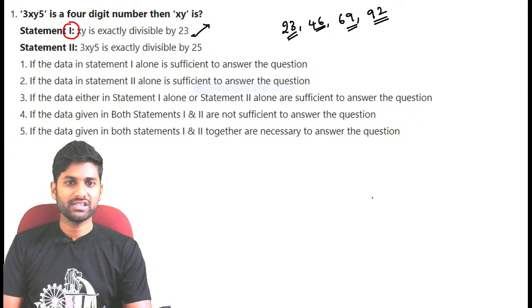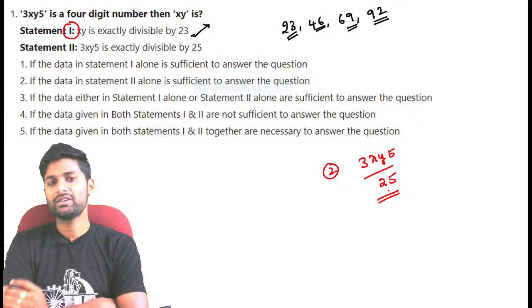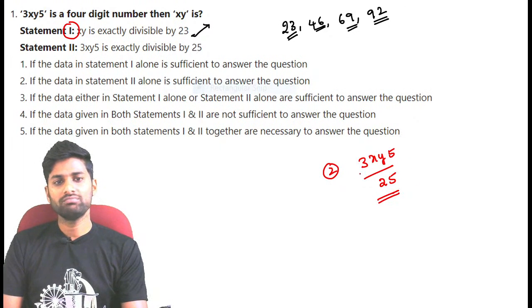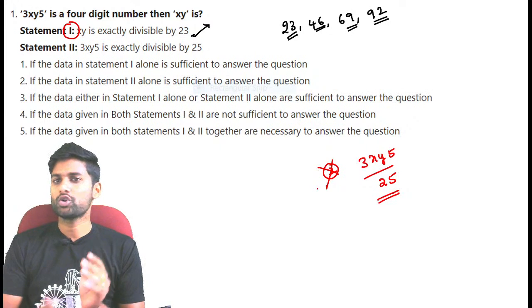Now the second information: 3xy5 is exactly divisible by 25. If you take it alone, again we can't confirm the xy value. So individually, 1 and 2 are not sufficient.